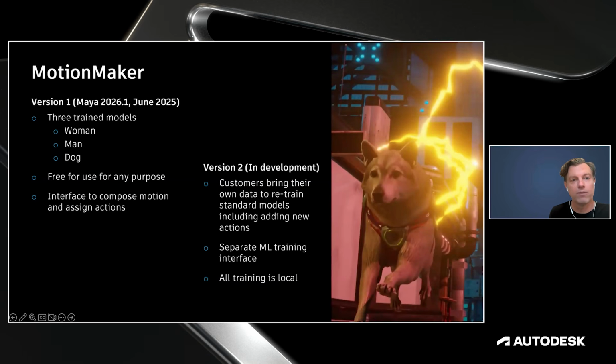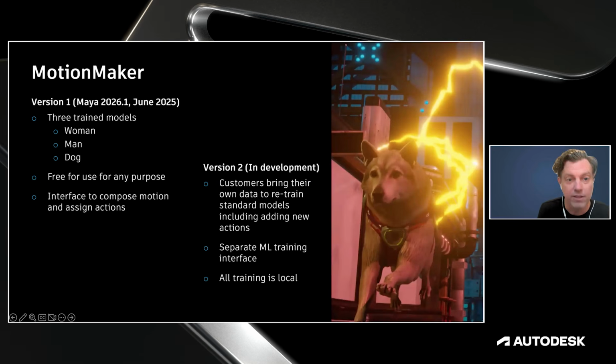Version 2 is in development right now. And this allows you to retrain those existing biped and quadruped models with your own data. And I think this is where it gets really exciting for a lot of people. So if you have a Buzz Lightyear character animation, then you could apply that style of motion to the training set of the biped. And then when you generate motion, you'll have motion in that style of the training set. So I'm super excited about that.